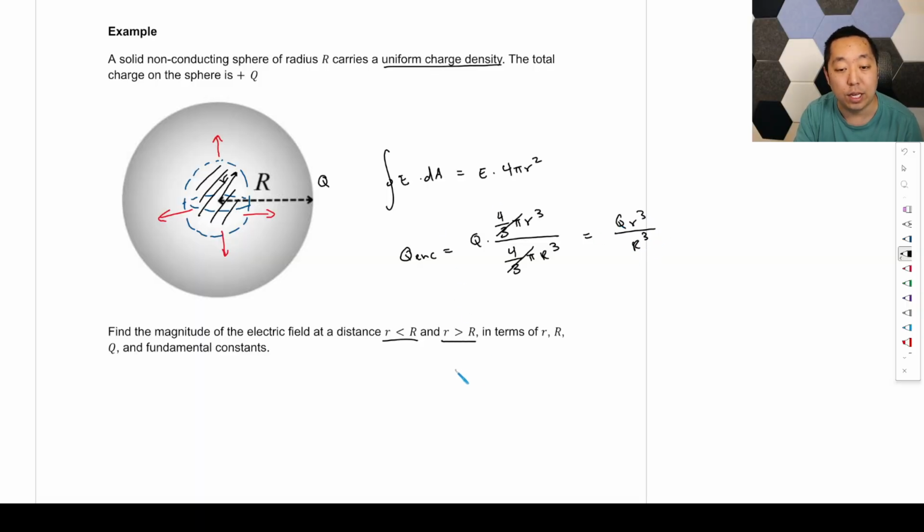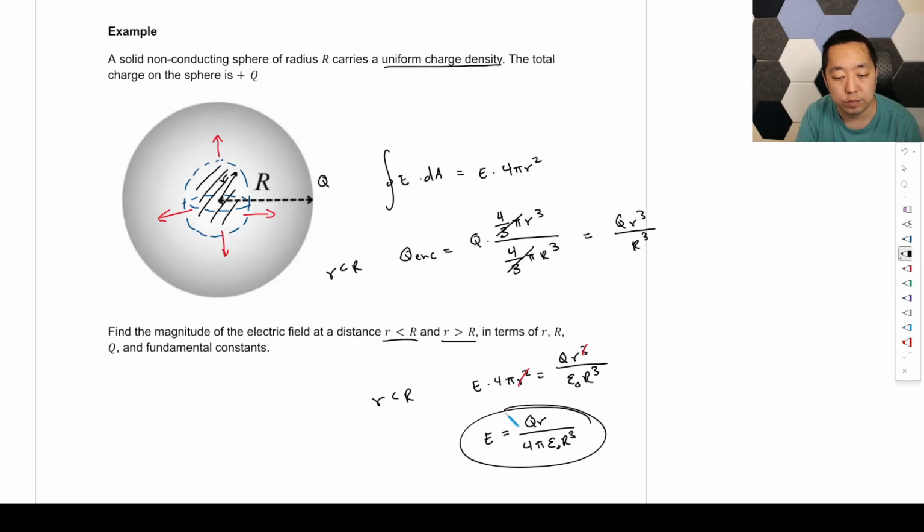And so now we do Gauss's law, and this is for r less than big R, by the way. So for r less than big R, we're going to have the flux equal to the charge enclosed over epsilon naught, right? That's Gauss's law. So then we can cancel out r squared. This just becomes r, and then divide the 4 pi over. So you get the electric field is going to be Q r over 4 pi epsilon naught big R cubed, like that.